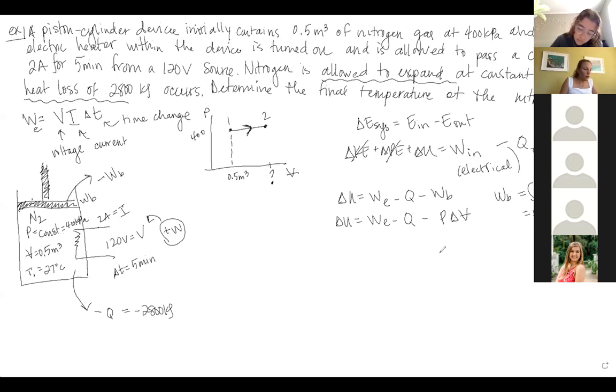All right, so we have our equation here, which is going to be our change in internal energy is equal to our electrical work minus our heat minus our pressure at point 2 times our volume at point 2 minus our pressure at point 1 times our volume at point 1. You don't need to write pressure at point 2, pressure at point 1 because it's the same pressure, but I think it makes it a little bit easier to see what I'm about to do.